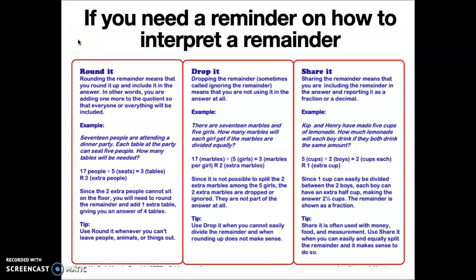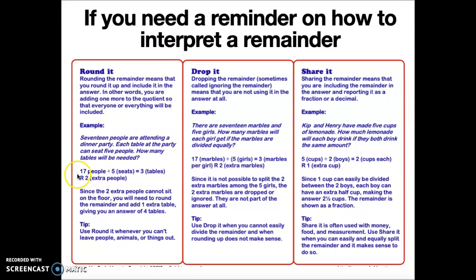Hello, today we are going to continue working on interpreting remainders. Let's review the 3 different ways on how to interpret a remainder. One way is to round it. Rounding the remainder means that you round it up and include it in the answer. In other words, you are adding one more to the quotient so that everyone or everything will be included.